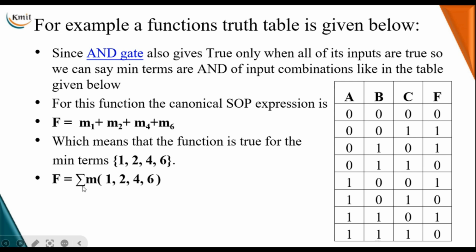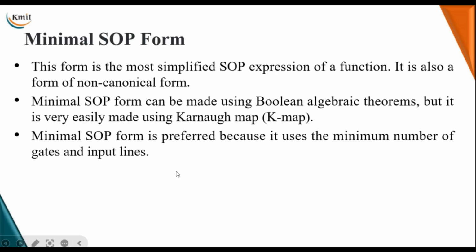So now we can also use the summation symbol. The minterms we are going to add must be represented inside the parenthesis. We are adding minterm 1, minterm 2, minterm 4, minterm 6. Hence we represent those decimal codes inside the parenthesis with a sigma symbol. Sigma represents the summation of the minterms whose decimal codes are 1, 2, 4, 6. This is another way of representing your SSOP.